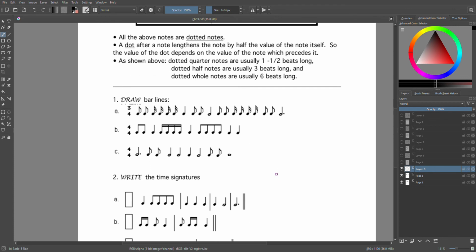All right, we're going to do drawing bar lines again, this time with dotted notes in the running. So again, quarter note gets the beat because the 4 is in the bottom. We have 3 beats per measure. So 2 eighth notes together is 1 beat. 4 sixteenth notes together is 2. And a quarter note by itself, 3. There's a measure. 2 eighth notes is 1 beat. Half note, 2 and 3.